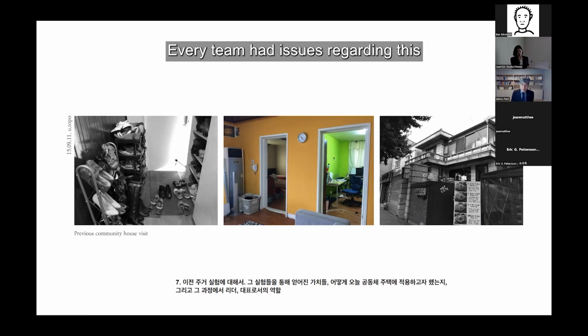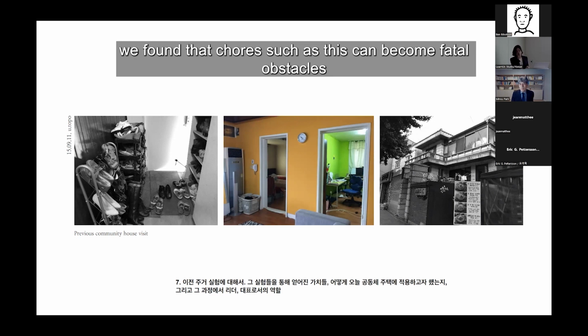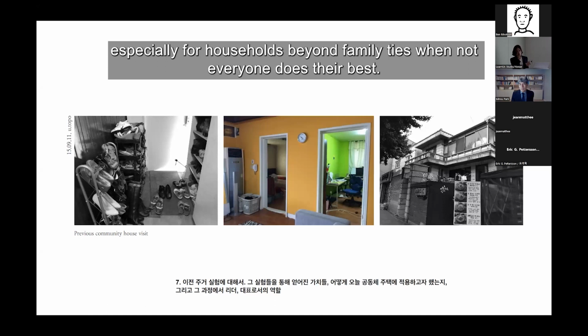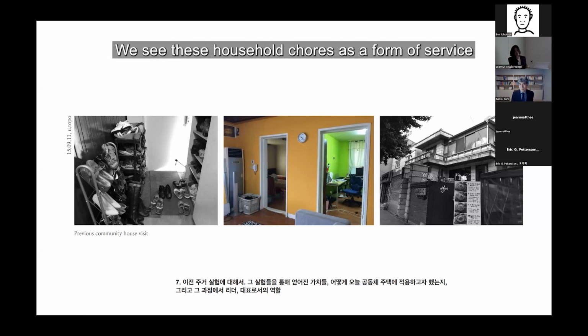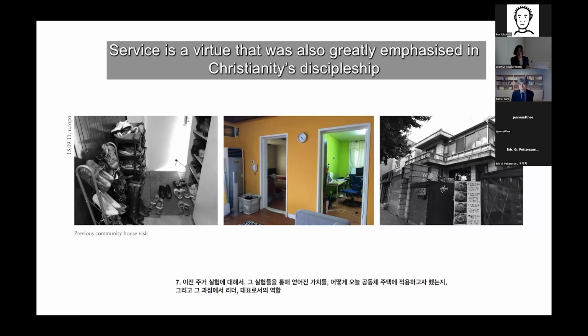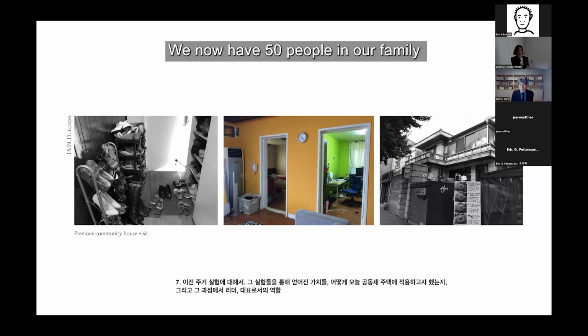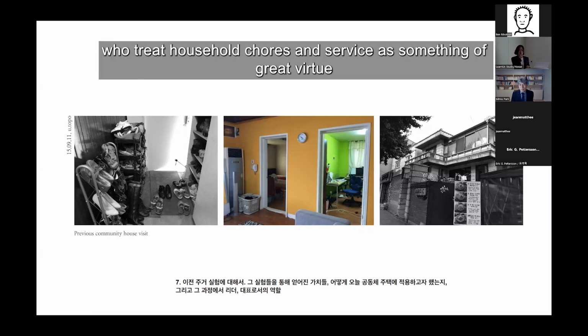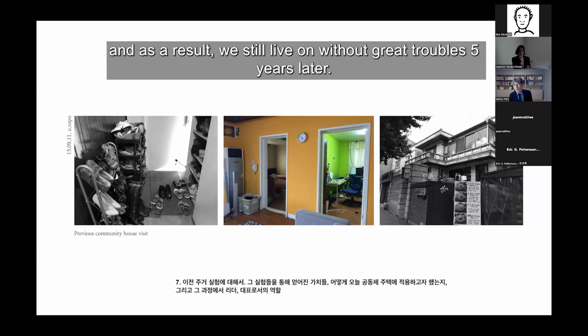그 모든 팀이 함께 겪은 문제이기도 했는데요. 청소와 설거지, 빨래 같은 정리, 가사 노동에 최선을 다하지 않았을 때는 혈연을 넘는 이런 가정에게 어려움이 되고, 지속 가능하지 않다는 것을 깨닫게 됐어요. 그래서 우리는 이런 가사 노동을 섬김이라고 하는데요. 이 섬김은 예수의 제자도를 가르치면서도 굉장히 중요하게 강조되고 있는 것입니다. 그래서 저희는 50명이 가족이 되어 살아가면서 이 가사 노동, 섬김을 굉장히 중요한 가치로 여기며 살고 있고요. 5년이 넘는 현재까지도 별 탈 없이 잘 지내고 있습니다.